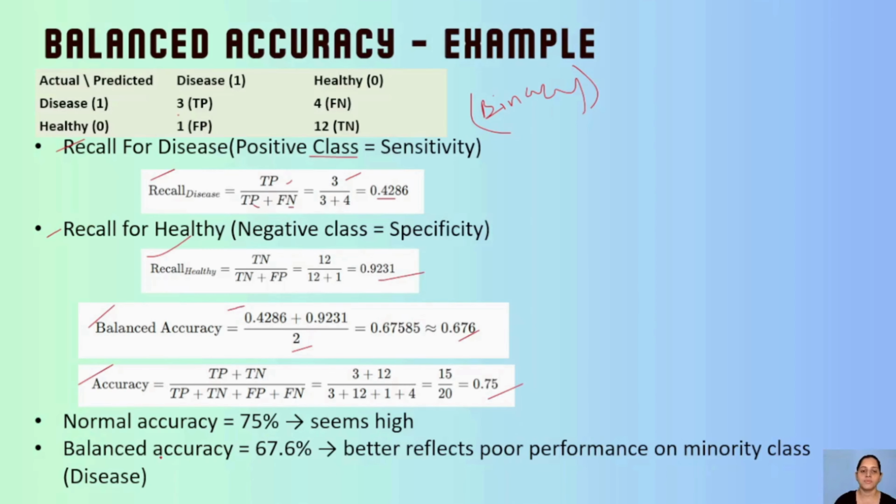And when I'm with my 67%, I'm telling that my minority class, or my poor, what I'm telling here, I'm telling that my accuracy or my output or my prediction for disease is happening poorly here, right? So this is how my balanced accuracy comes into picture.